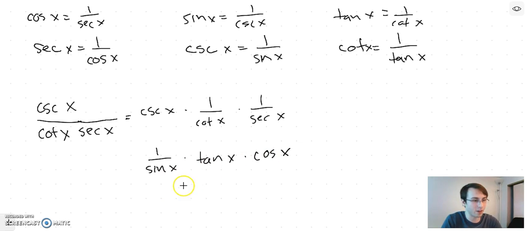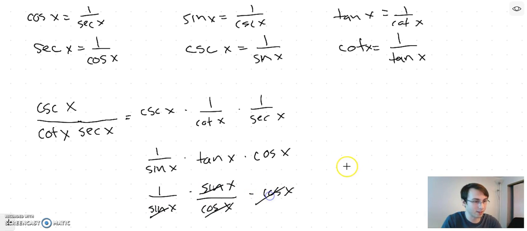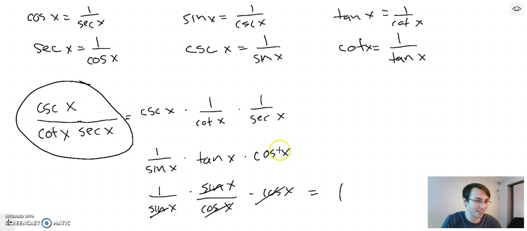If we convert everything into sines and cosines, 1 over sine x times sine x over cos x times cos x, well, the sines cancel, cosines cancel. So this is just equal to 1. No matter what angle you plug in there, it's just going to come out to 1, unless you make the denominator 0, then it's undefined. But we usually don't worry about that when we're just simplifying trig expressions. So that's all the trig functions there are.